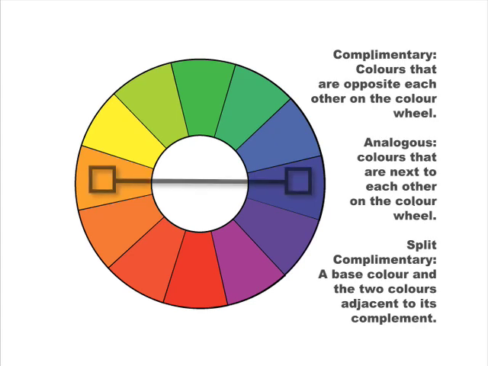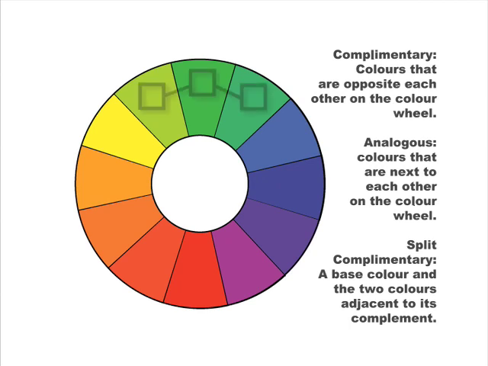So the first color scheme we have is complementary, and that's the easiest one. There are any two colors that are found opposite of each other on the color wheel. That's pretty straightforward. Next set is analogous colors. Now, analogous colors are any set of 3 colors that are found beside each other or adjacent to each other on the color wheel. The third set is called split complementary.